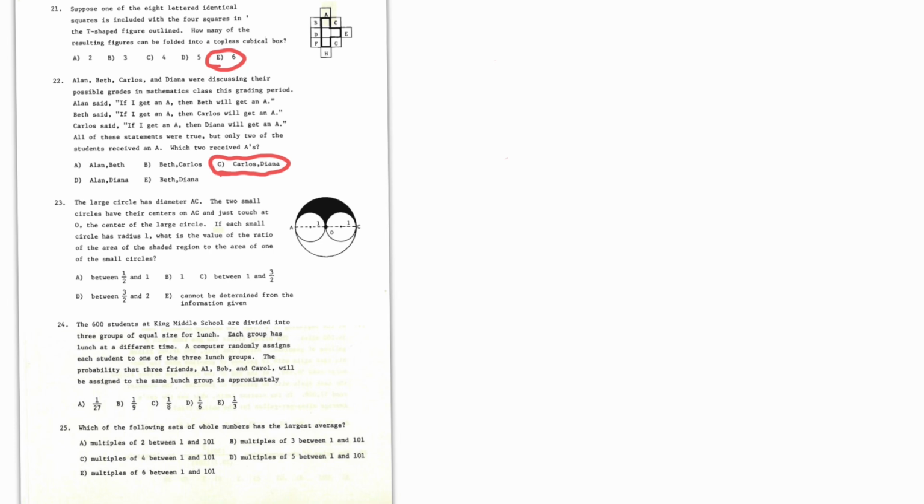If each small circle has radius 1, what is the value of the ratio of the area of the shaded region to the area of one of the smaller circles? So they ask for the shaded area over the small circle area.